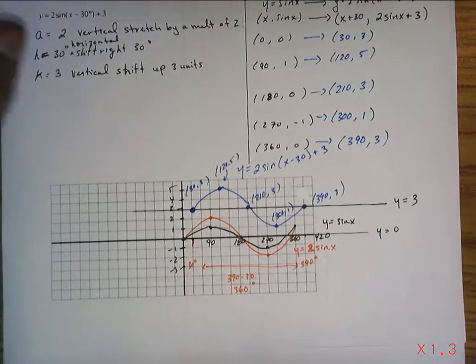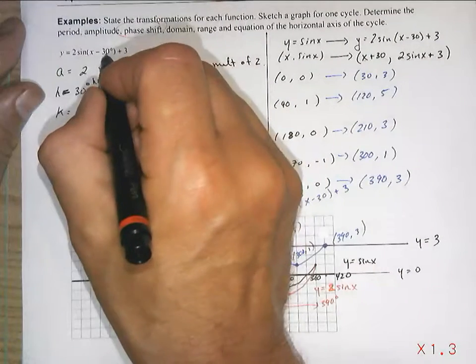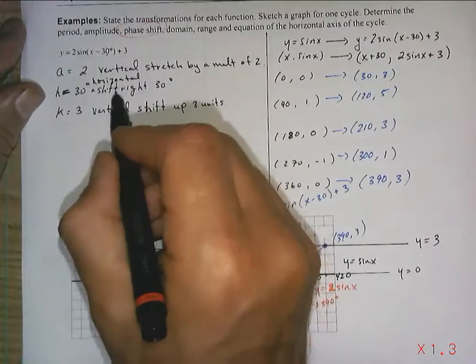The phase shift is just a fancy way of saying the horizontal shift. So the phase shift is 30 degrees to the right. That's what you would say. So 30 degrees to the right.